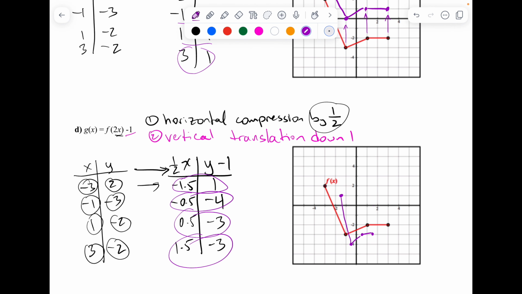Okay, so that's how we work with mapping statements. That's how we name translations, reflections, compressions, stretches, and that's how we move graphs.